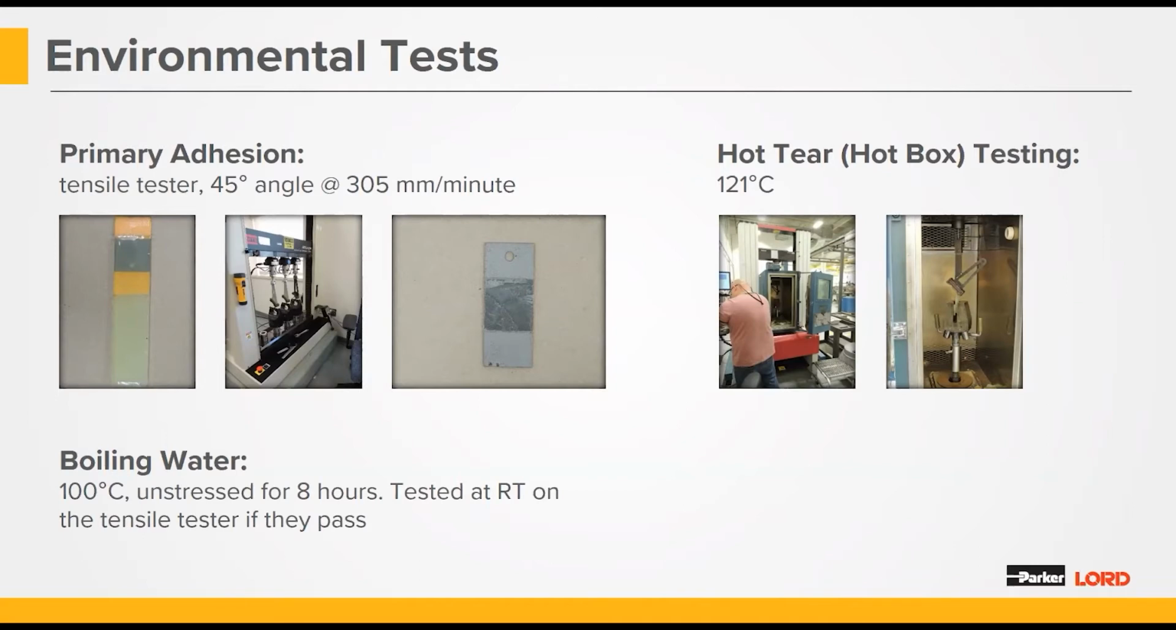On the far left, you can see an ASTM part. In the center, you see the tensile tester. And on the right, you see a destructively tested part with rubber retention.